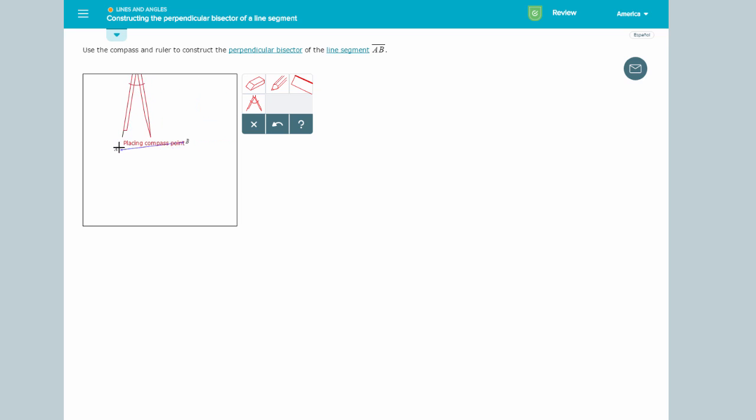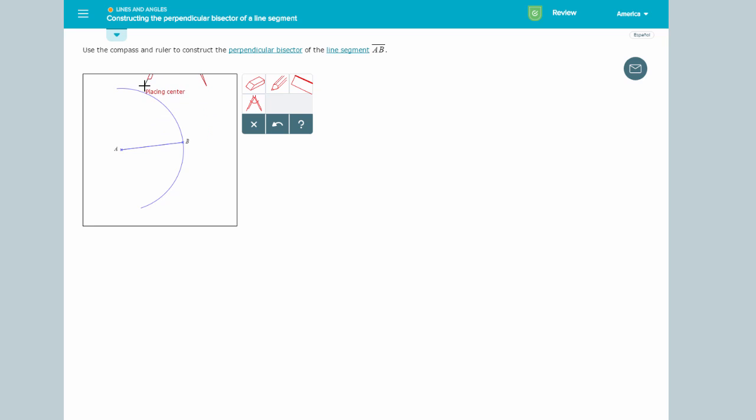In order to do that, I'm going to set my compass. It doesn't matter how wide it is as long as it's more than halfway from A to B. It's usually simplest to just set your compass width to be the distance from A to B. And now I just draw an arc centered at A. Make sure that it goes, so about here is the midpoint of the segment.